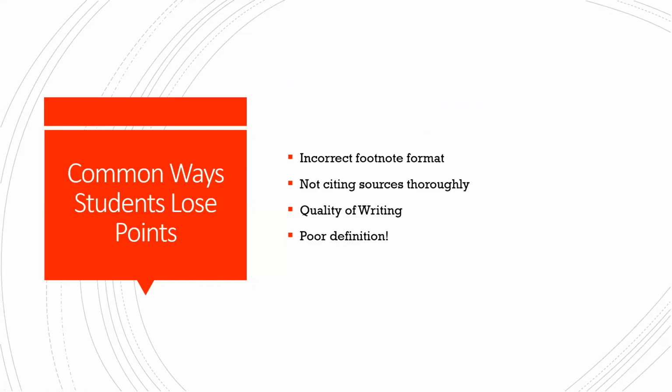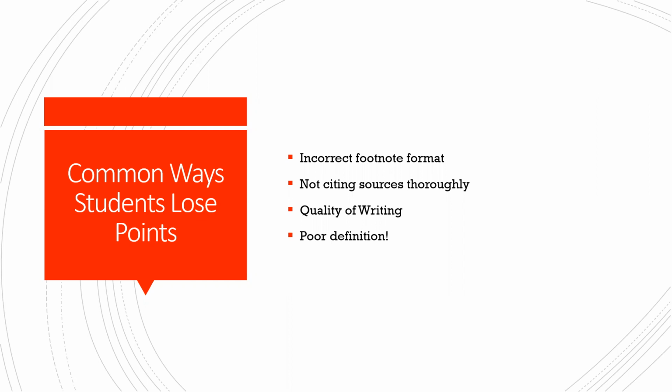Another way that students can really start to lose points is by not citing their sources thoroughly. Every time you make a statement of fact in a paper, whether you're using a direct quote or just paraphrasing someone's arguments in a source, you need to cite that source. A lot of times students think, well, I'm not doing a direct quote, so I don't need to cite anything, but you do. If you're paraphrasing someone else's thoughts, you need to give that person credit for being the source of your knowledge.